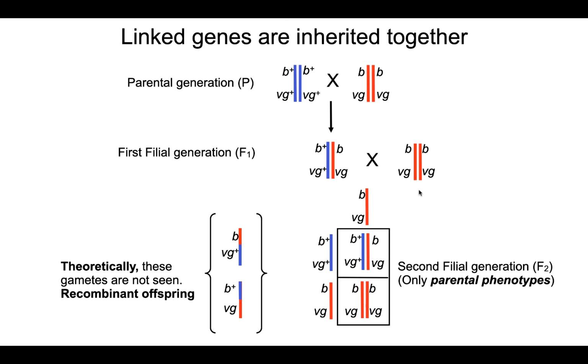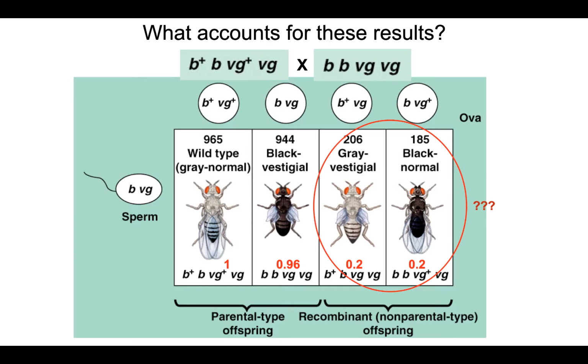Let's see what we get. Well, when we do this, here's the two parental phenotypes. And when you look at all the numbers, they sure look to be the most represented, right? So that partially matches what we want.